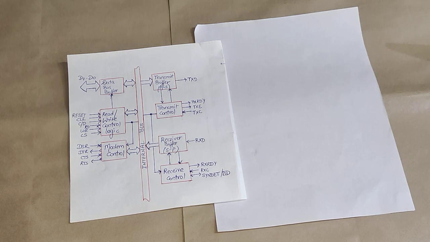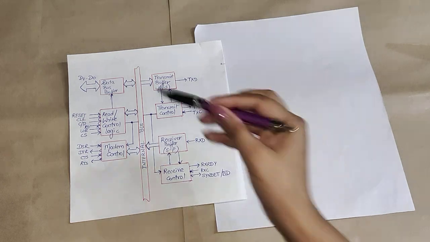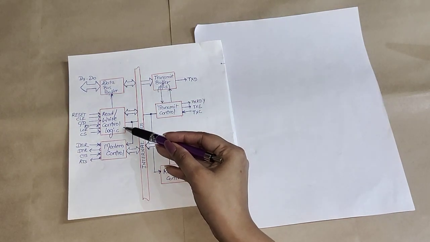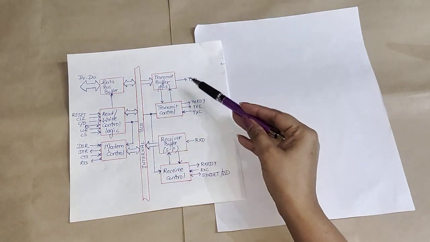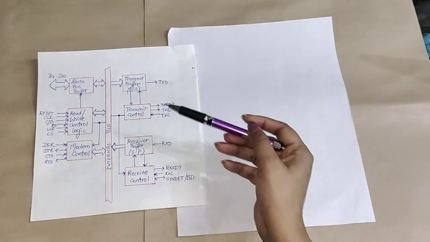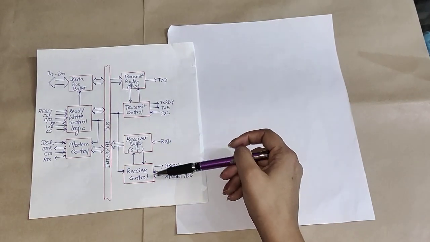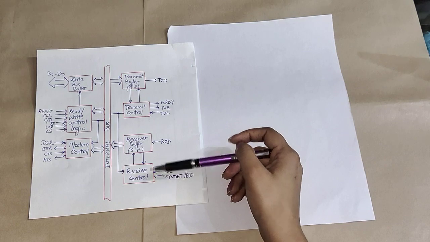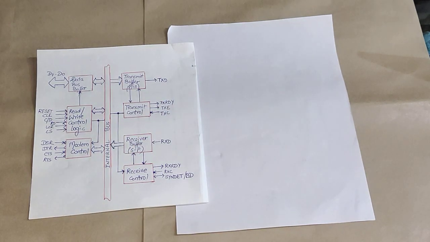This is the block diagram, and in this block diagram we have 7 blocks: data bus buffer, read write control logic, modem control, transmit buffer, transmit control, receiver buffer and receive control. We'll start with data bus buffer. What is data bus buffer? This helps in interfacing the internal data bus of 8251 to the system bus.